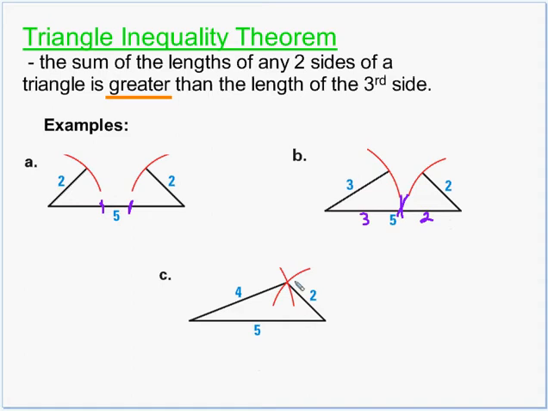Part C, we can tell here the lengths of 2 and 4. If we add those together, they are greater than 5, so we can form a triangle. You can compare all three cases. We already said 2 plus 4 was greater than 5. If we take side 4 plus side 5, that's going to be greater than the third side 2. If we take side 2 and side 5, that's greater than side 4. So all three cases work. We do have a triangle with side lengths 2, 4, and 5.